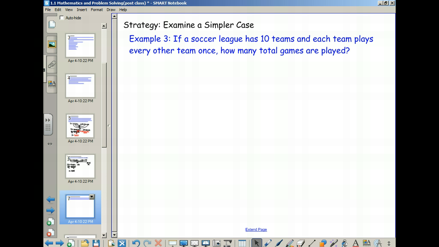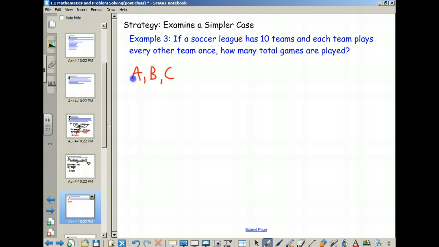There's lots of ways to do this problem. I want to show you a way to think about it using an example, or by examining a simpler case. So let's back up and let's say, instead of having 10 teams, we only had 3 teams, okay? Let's call them teams A, B, C. So again, instead of having 10, I've pared it down to something that I can work with more easily.